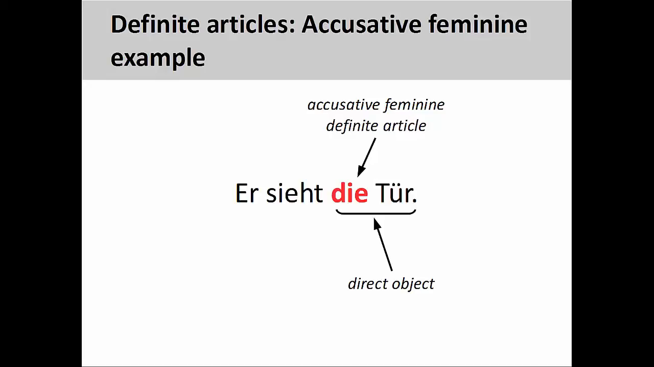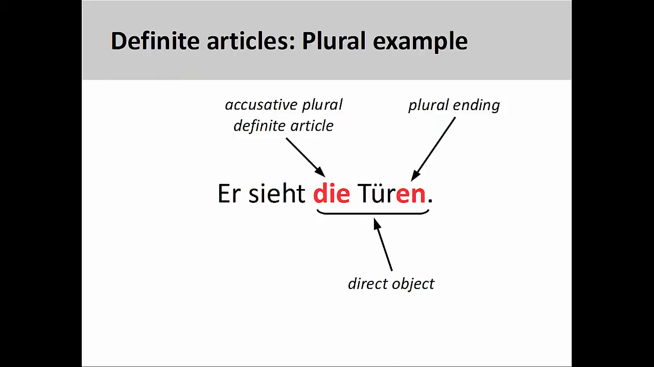But how do I know it's not plural? In this sentence, sieht die Türen, he sees the doors, the ending on the noun informs us that we are dealing with a plural form. Since we still have the pronoun as the subject, Türen must still be the direct object, and die a plural definite article in the accusative case.